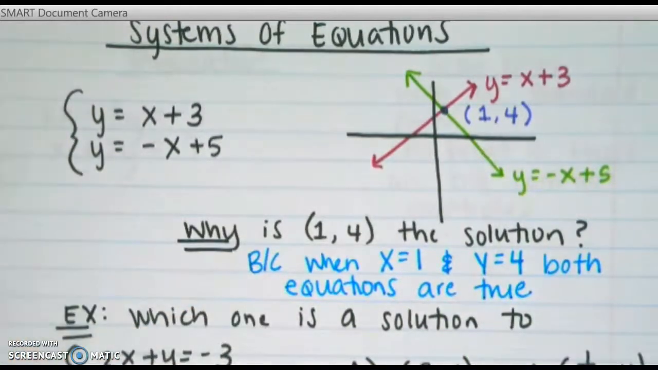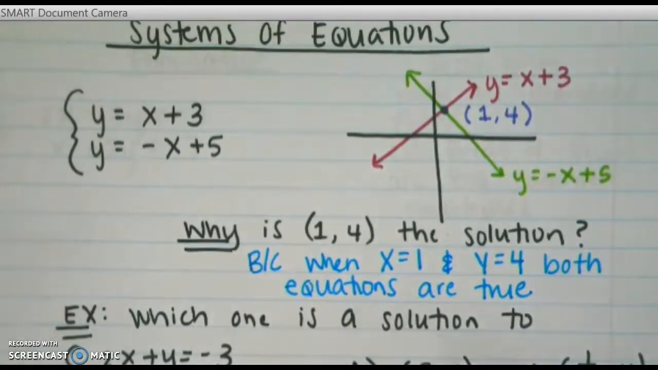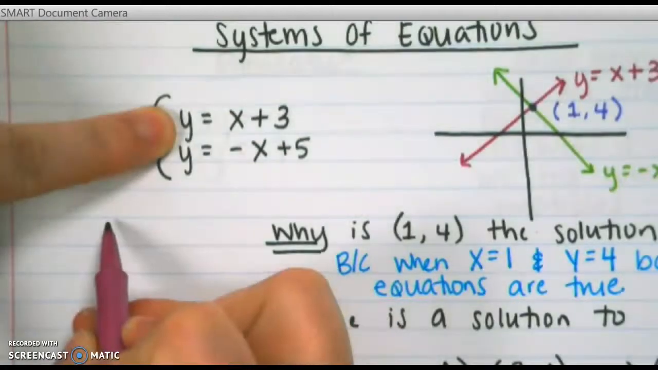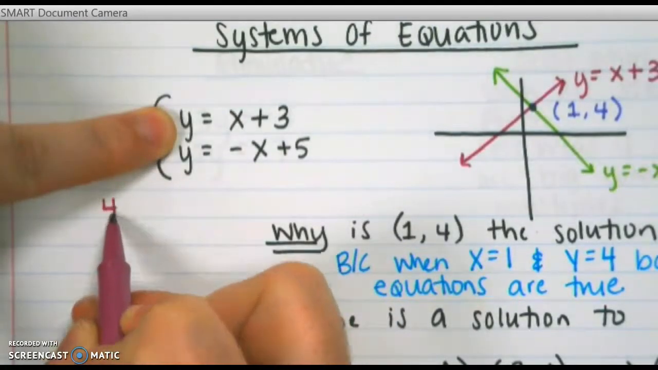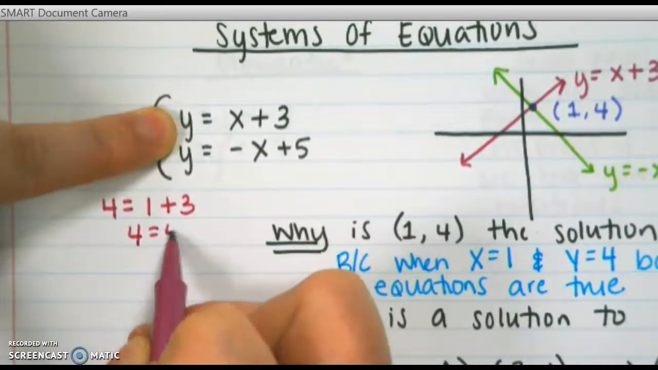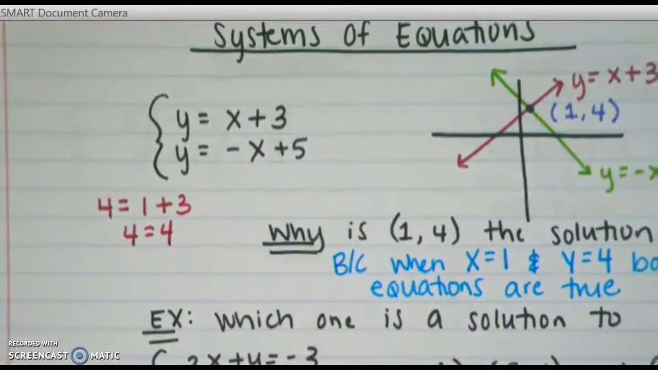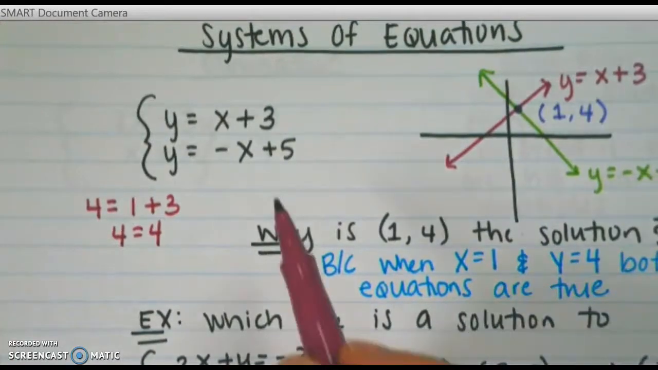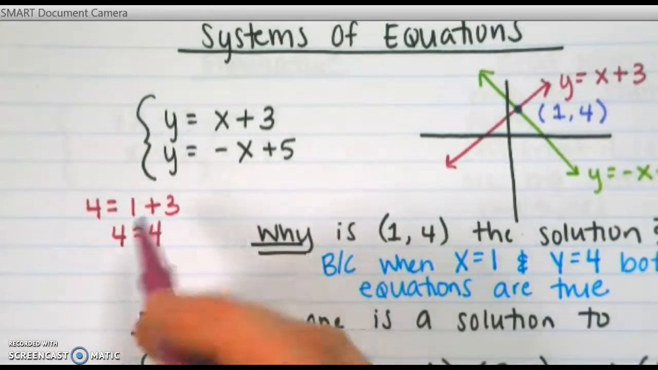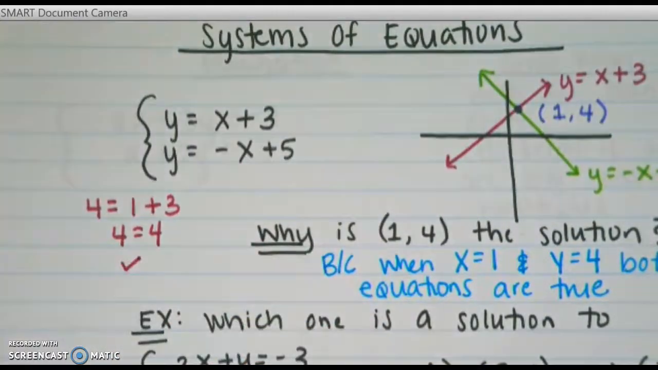So a solution is any point that you can plug in and it makes the equation true. So I'll show you with y equals x plus 3, and that's my pinkish line on the graph, so I'll do this one in pink. When I plug 4 in for y and 1 in for x, that is true. 4 is equal to 1 plus 3. So the point 1,4 checks when I plug 1 in for x and 4 in for y. So that checks out for the pink line.